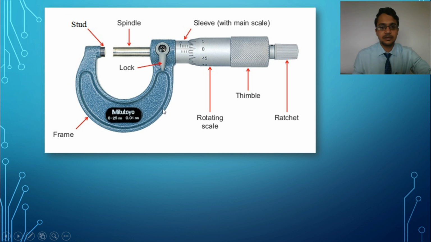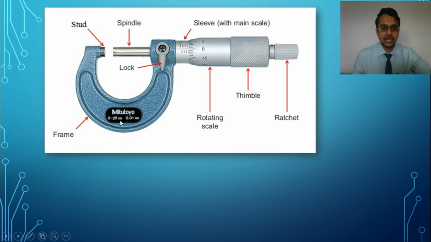This is the frame. This is rotating scale or circular scale. You can tell this is thimble. If we rotate this, the spindle part will move forward or backward. In between stud and spindle, we put the thing for which we want to measure the diameter or the thickness. And each screw gauge will have this kind of scale.